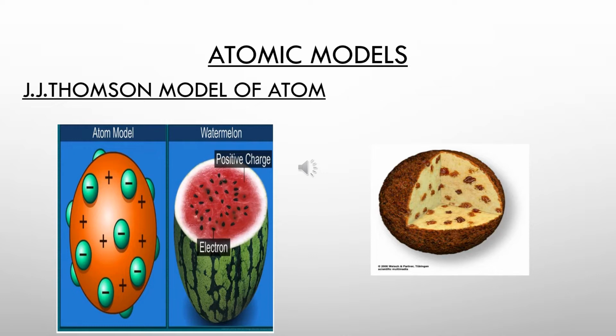In a plum pudding, the electrons in the model look like the dry fruits embedded in the sphere of positive charge, just like a spherical plum pudding. And in the watermelon, the red edible part looks like the dispersed positive charge, and the black seeds appear to be the electrons embedded in it.